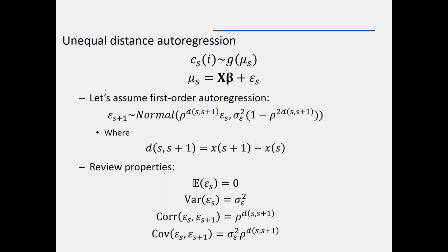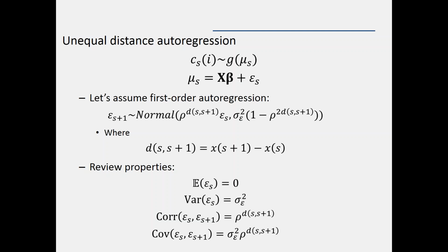And then the variance of this process is on the right-hand side of that normal distribution. If distance equals 0, then rho to the 0 equals 1, so two sites would be perfectly correlated at distance 0. On the right-hand side, rho to the 2d would be rho to the 0 again, so 1 minus 1 would be 0, and there'd be no variance at a distance of 0, which makes sense.